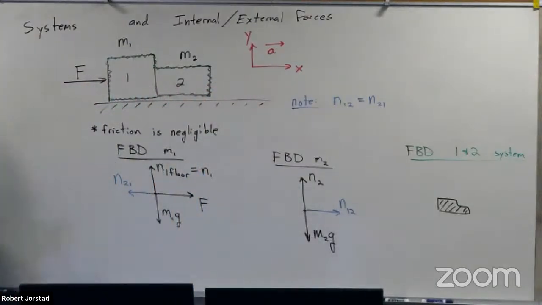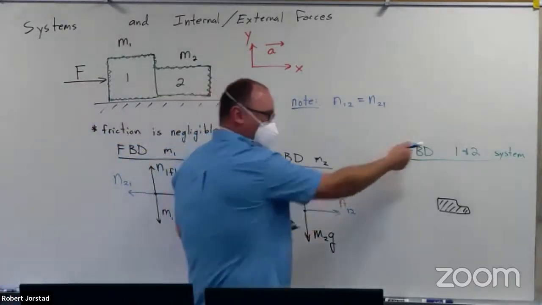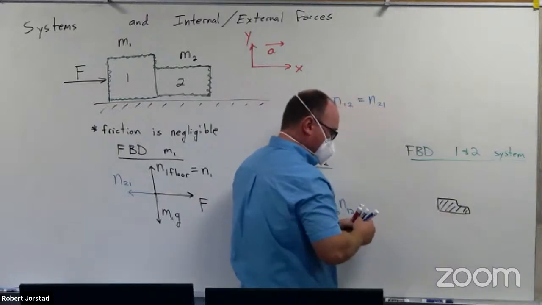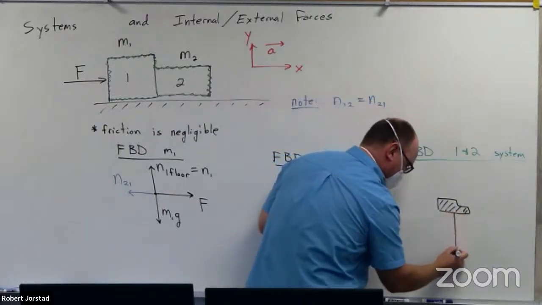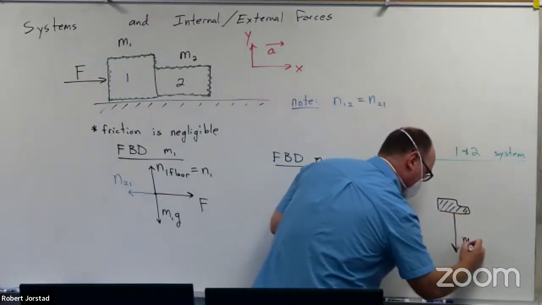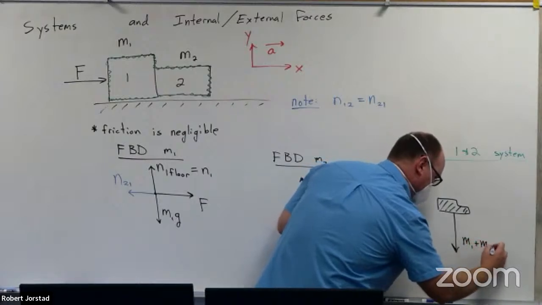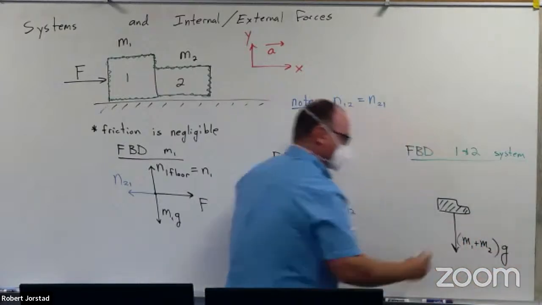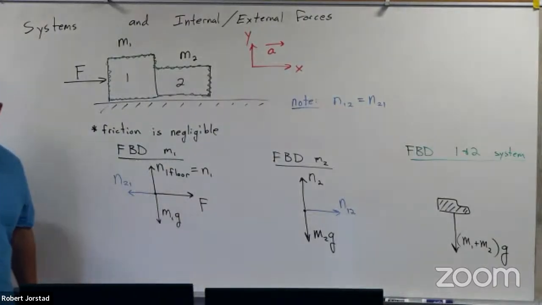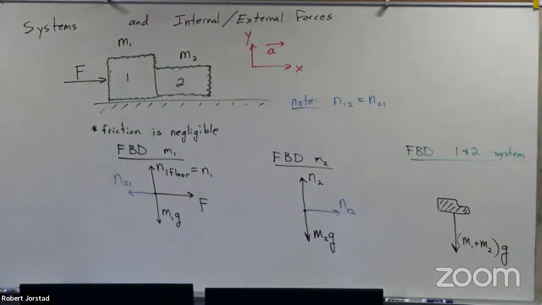What is one force that acts on the 2-block system? Gravity. Is it M1G or is it M2G? It's 1 plus 2. It's both of them because it's the 1, 2 system. Oh my gosh, so sneaky. So we need the total mass times G to get the weight force. Okay.